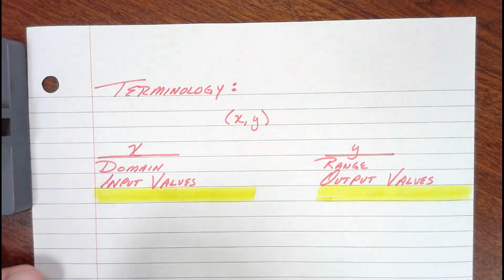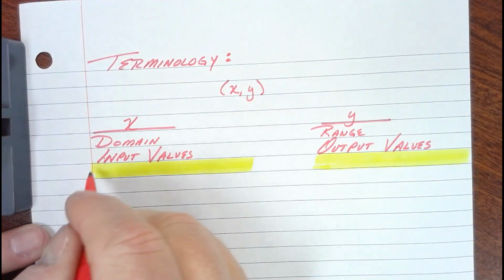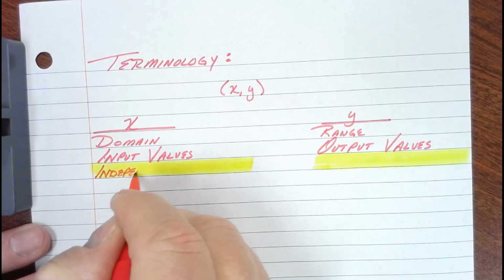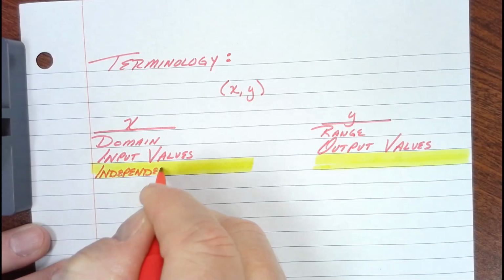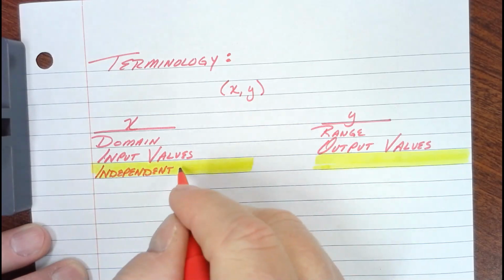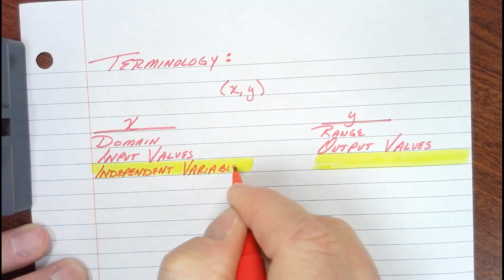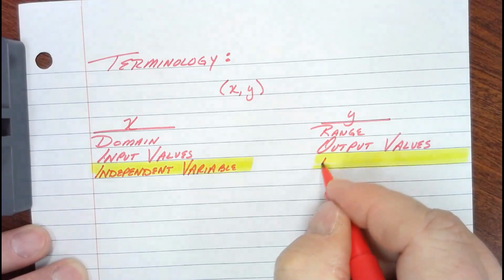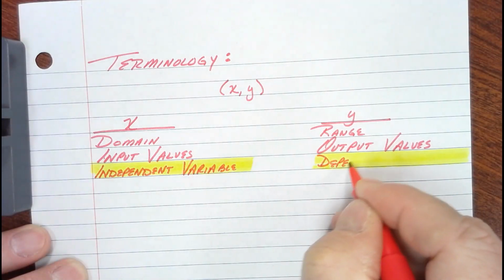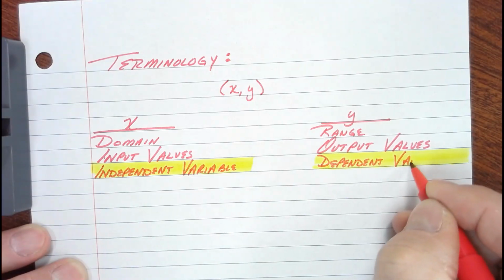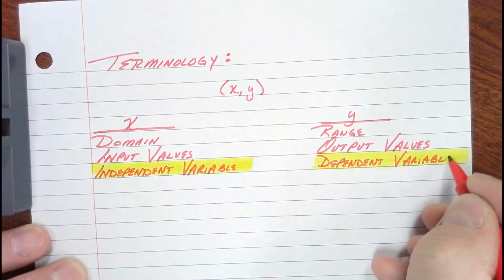So today the new term is independent variable. And the y is going to be the dependent variable.